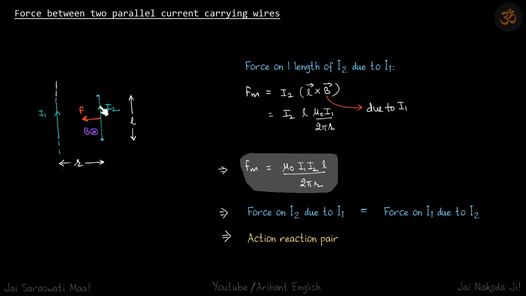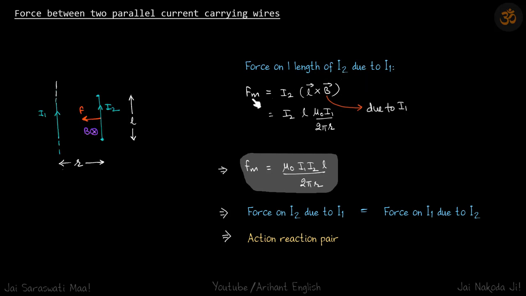I is towards up, B is inside the plane. So if you use the right hand thumb rule, you will get the direction of force is towards I1. So let's calculate the value of this attractive force, F. Force on L length of I2 due to I1.